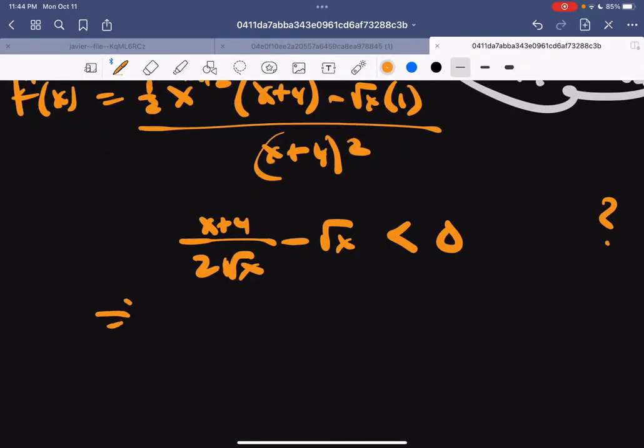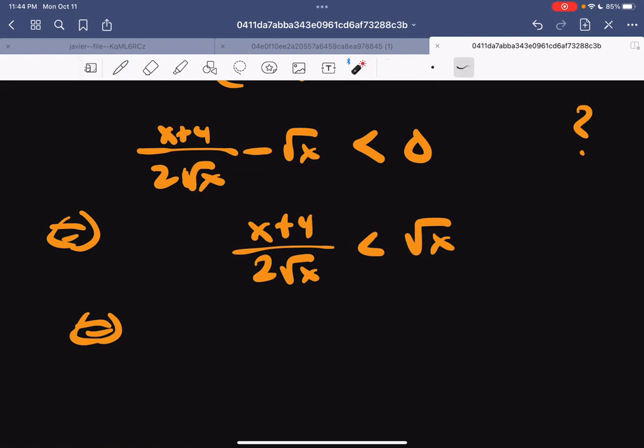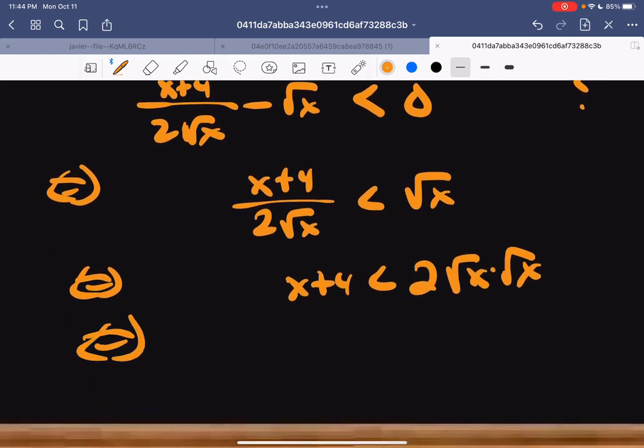Well, that would be true if and only if x plus 4 over 2 times the square root of x is less than the square root of x. I could assume that because your x's are getting big, this is a positive number. So I can multiply both sides by a positive number and not worry about the sign of the inequality. x plus 4 is less than 2 times the square root of x times the square root of x. This is true if and only if x plus 4 is less than 2x.